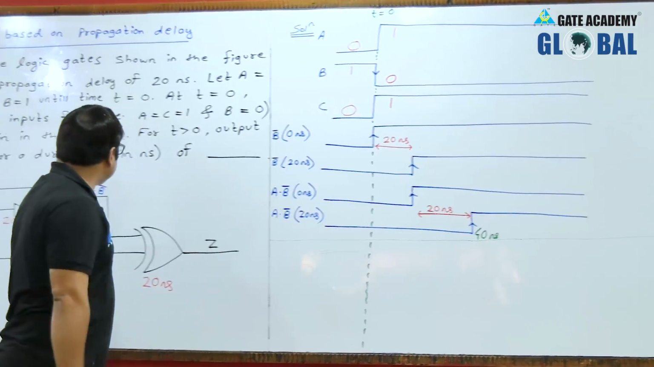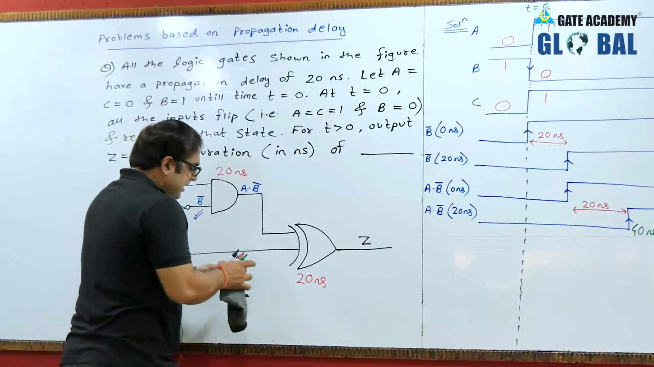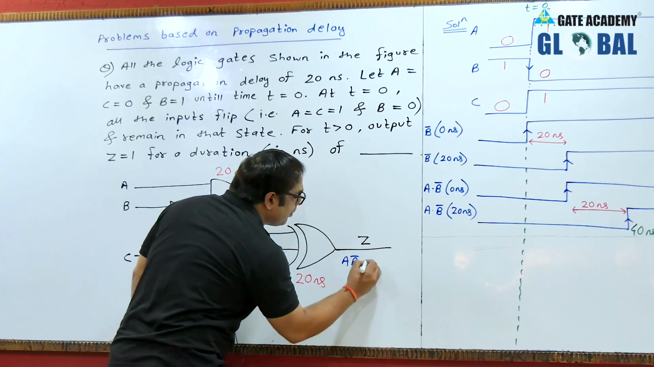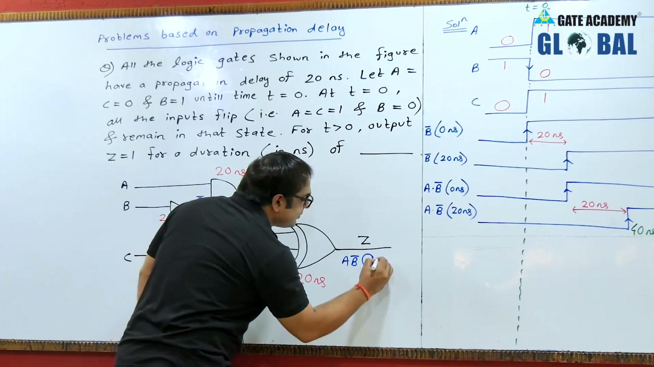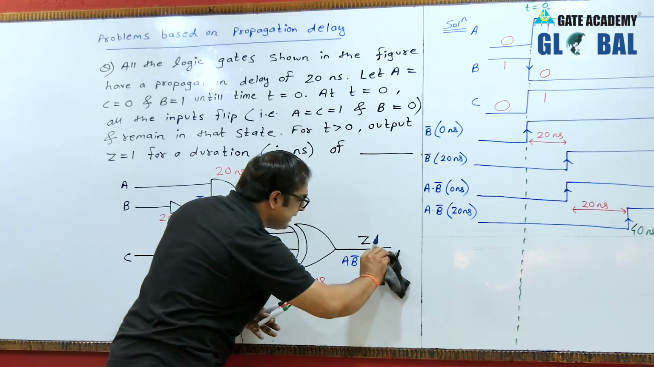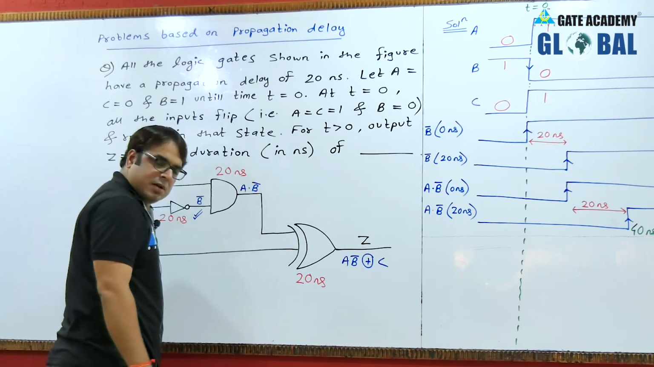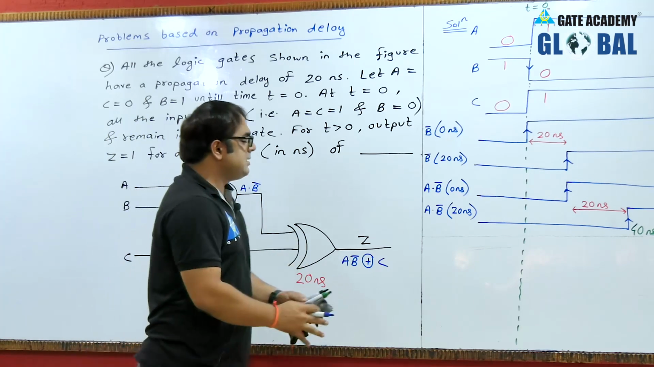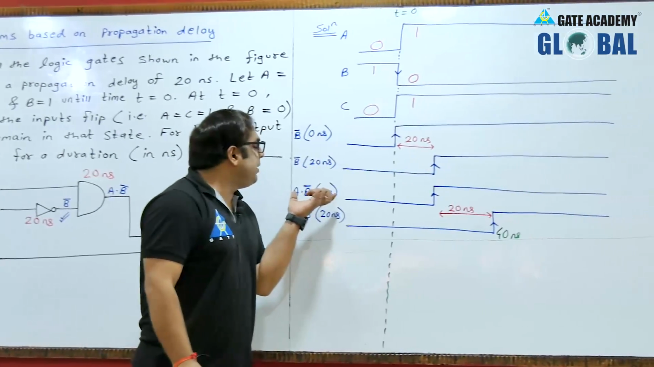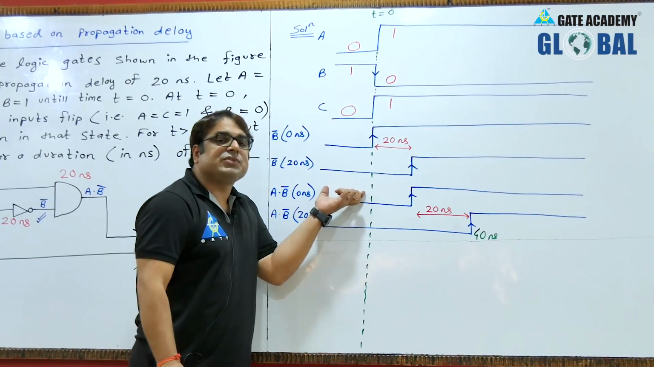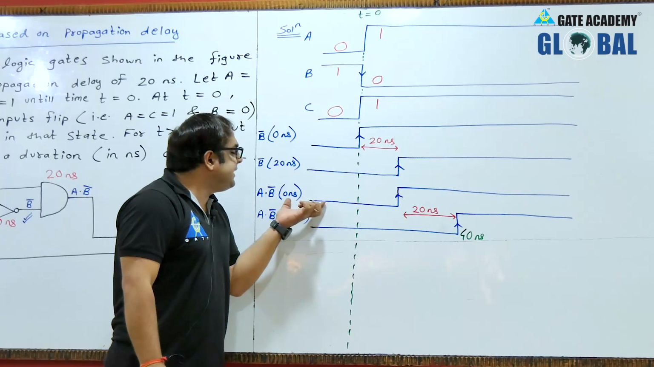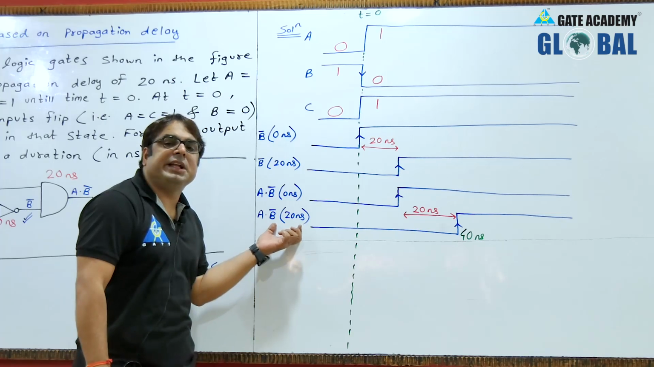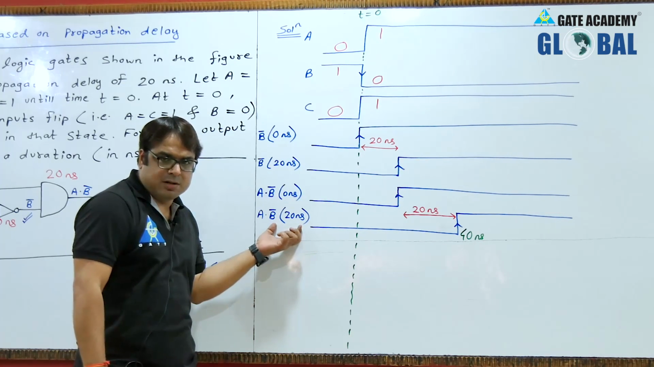Let us come back to the final stage. So see, this is A dot B complement, and this is the output A dot B complement XOR with C. So C XOR with A dot B complement. Again please pay attention: this A dot B complement waveform will never be used from now, because it was for the assumption of 0 propagation delay, but the actual propagation delay given in the circuit is 20 nanosecond.